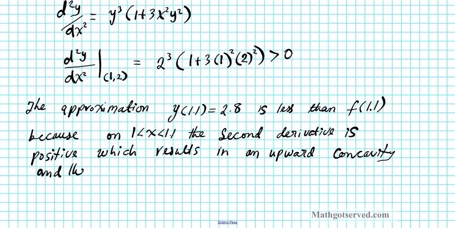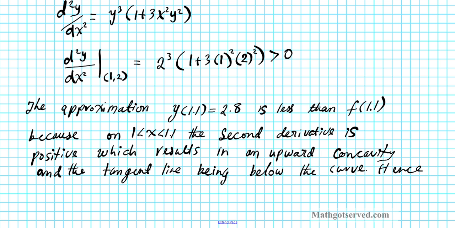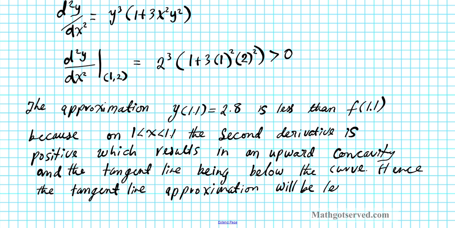and the tangent line being below the curve. Hence, the tangent line approximation will be less than the exact value. Okay, so that's that.